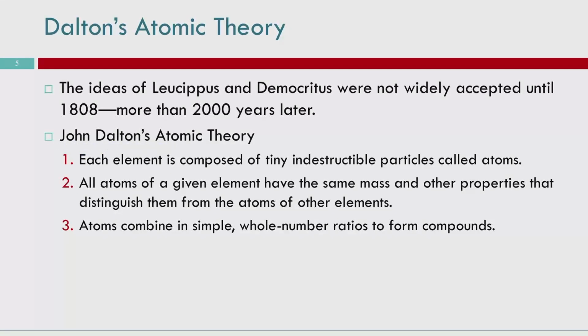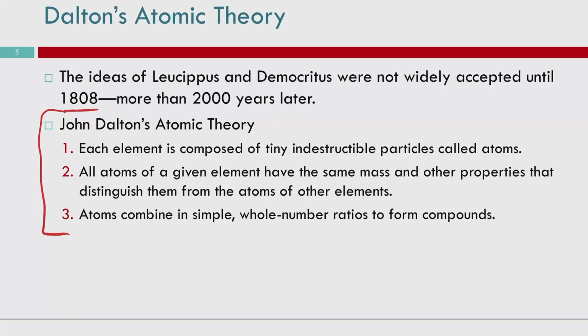John Dalton's atomic theory came about in the 1800s. The dates are mostly not important. The theory is much more important. John Dalton's atomic theory has a couple of points, depending on who you look at for your history. But one of the ideas is that each element is composed of tiny indestructible particles called atoms. So those tiny little building blocks, when you cut everything down, that's the smallest piece you can get.